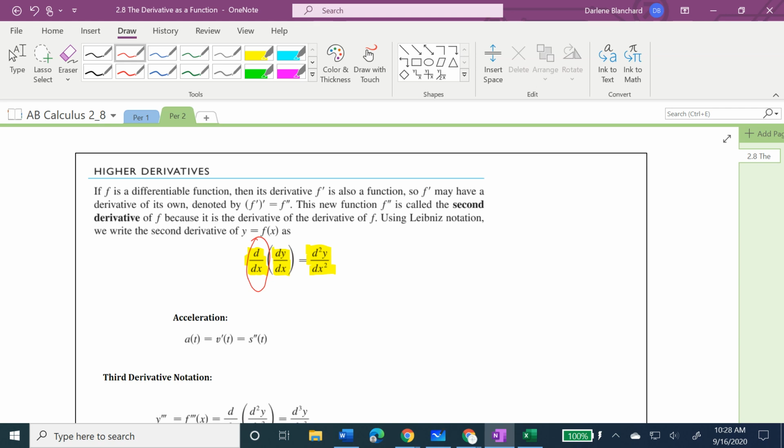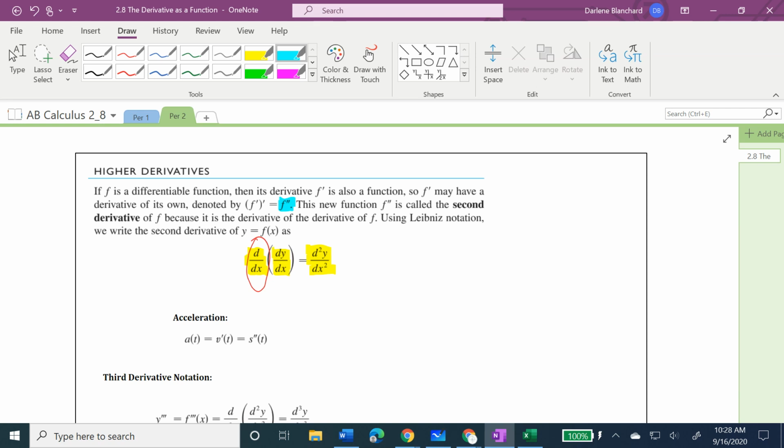It's something you've got to get used to because you have to use correct notation if you choose to use this notation. That's why a lot of people prefer to just stick with f double prime. Much easier to write.